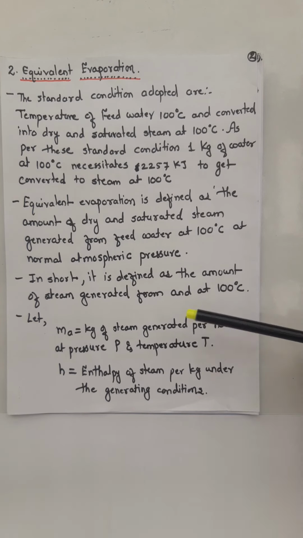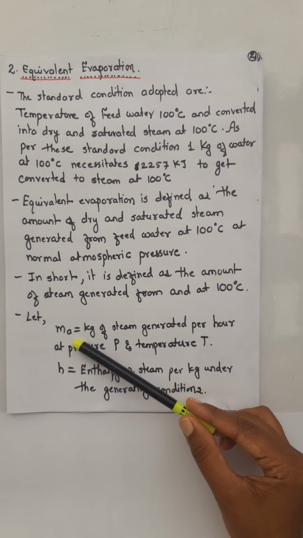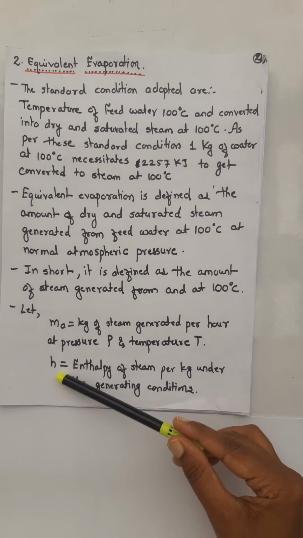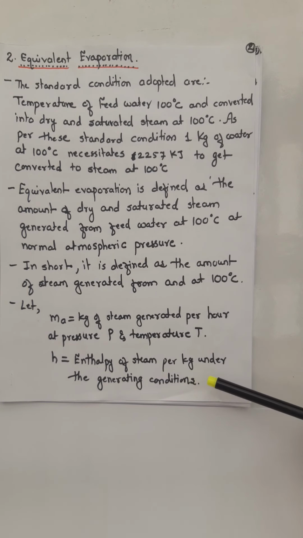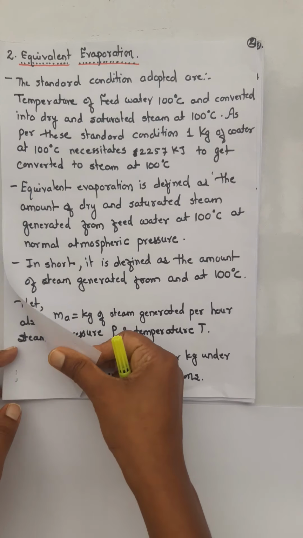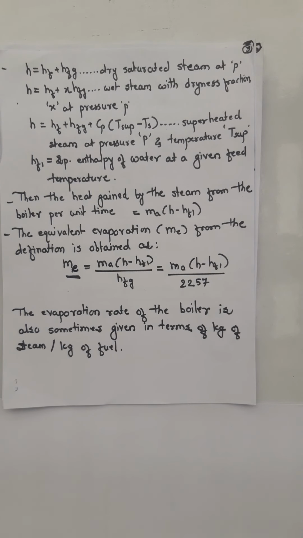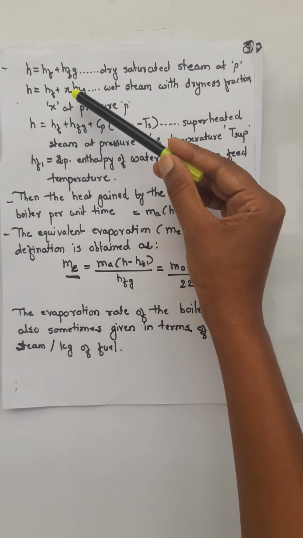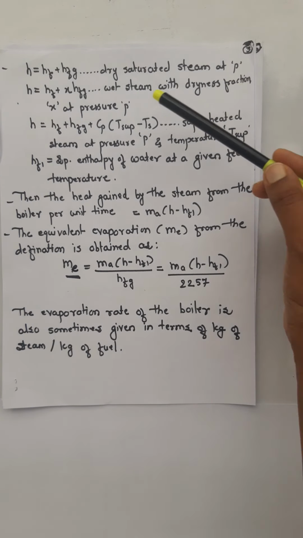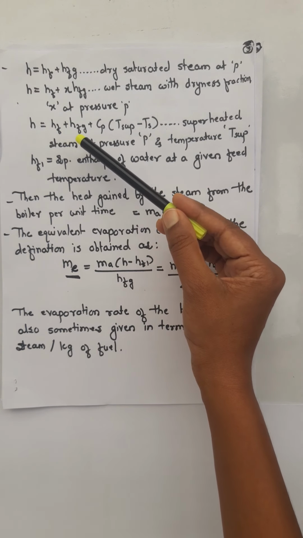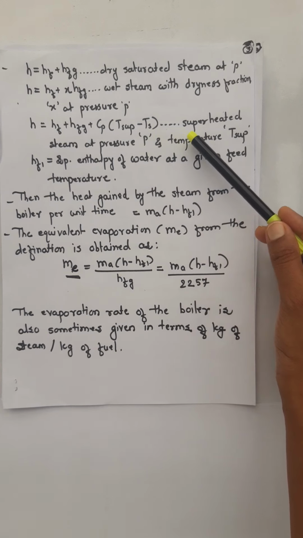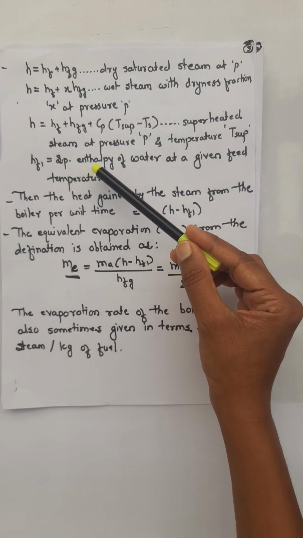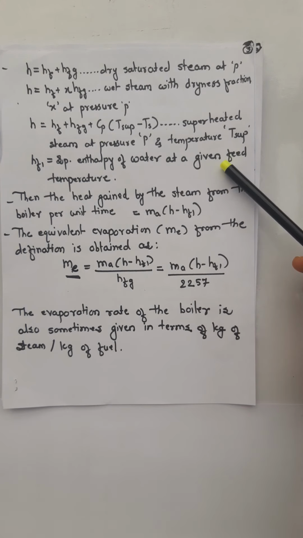Now let us consider a boiler is generating say Ma kg of steam per hour at a pressure of P and temperature T. Now let's say that H is the enthalpy of steam per kg under the generating conditions, and this H is equal to hf plus hfg for dry saturated steam at pressure P. It is equal to hf plus x into hfg for wet steam with dryness fraction x at pressure P. It is equal to hf plus hfg plus Cp into (T sup minus Ts) for superheated steam at pressure P and temperature T superheated, and hf1 is equal to specific enthalpy of water at a given feed temperature.